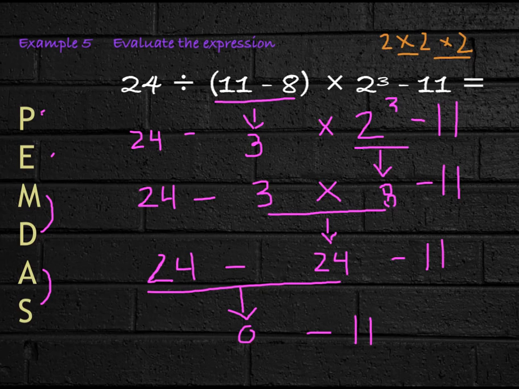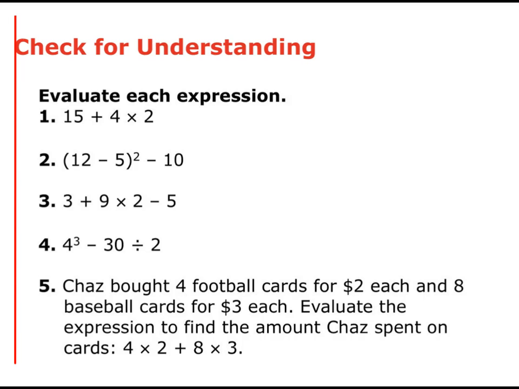That's simple. 0. And we copied on the rest of the problem, minus 11. Now that's all we have left, so 0 minus 11. Well, if you have 0 and you take away 11, you have negative 11. And that would be your final answer, negative 11. Now, let's move to the next thing.